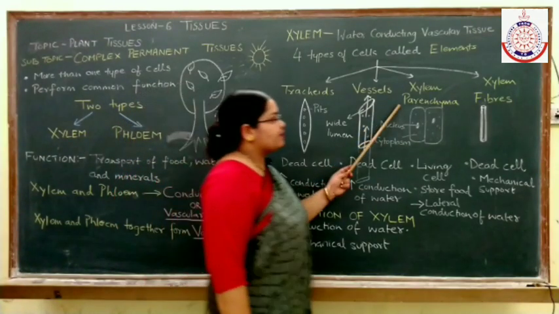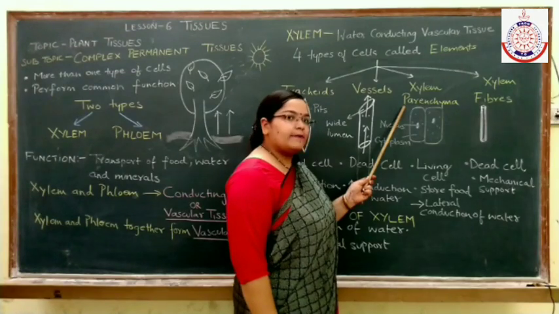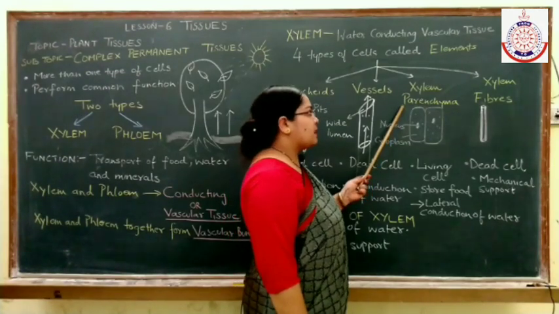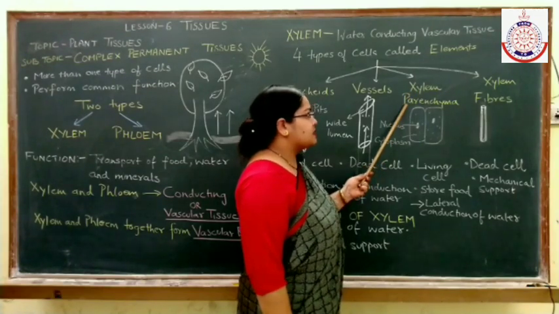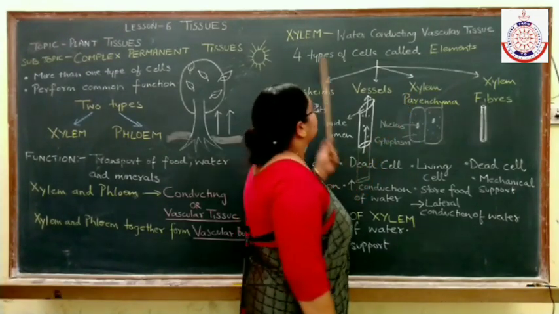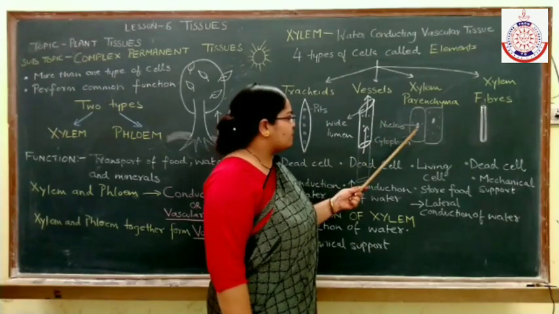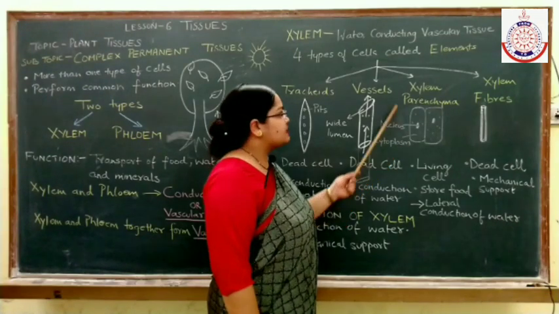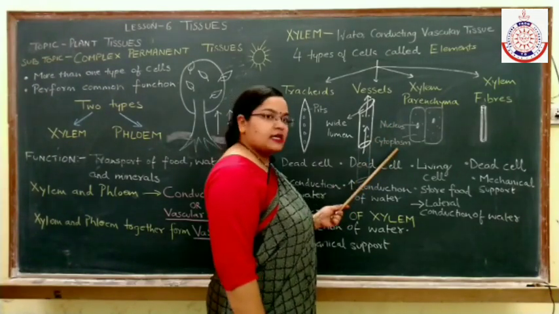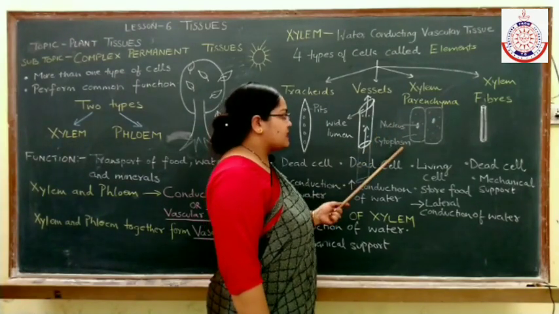Now next is the xylem parenchyma. Parenchyma you have studied earlier. It is a type of simple permanent plant tissue. So parenchyma cells are also present in xylem. In xylem parenchyma, you can see I have marked nucleus and cytoplasm. What does it show? That xylem parenchyma is a living cell.